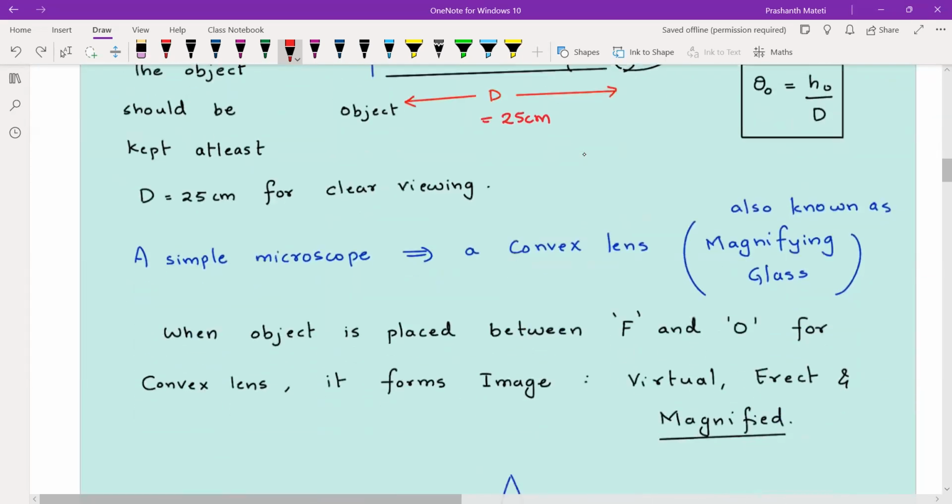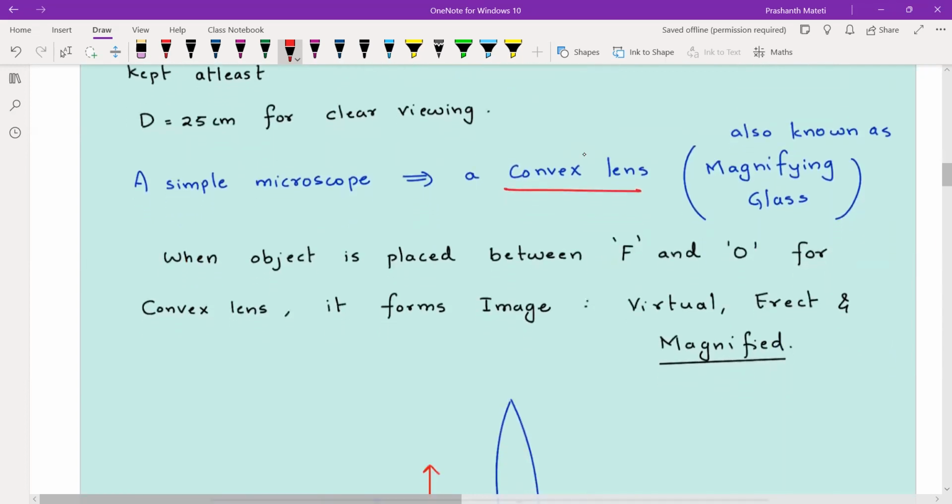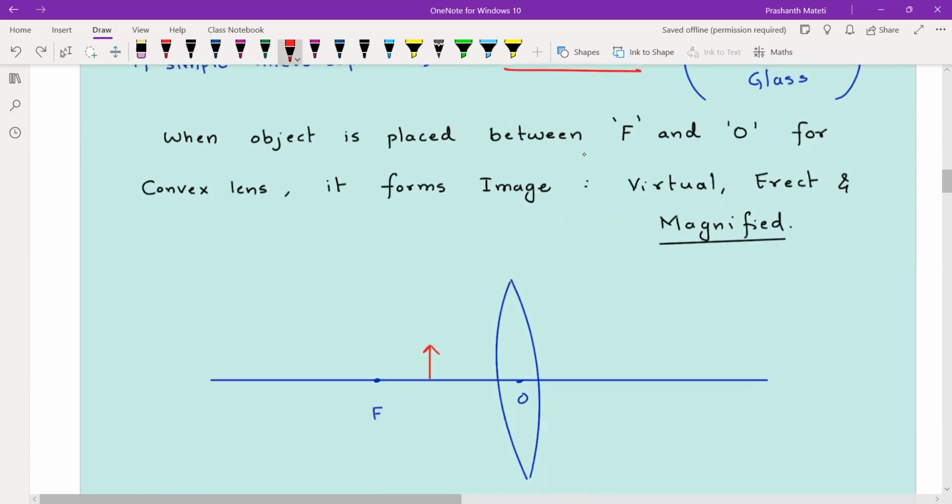Now, the simple microscope is basically a convex lens. It's also a magnifying glass. Now we want magnification. If you want magnification, you have to put the object between F and O. Then it forms an image that is virtual, erect, and magnified. That's it. You keep the object between F and O.